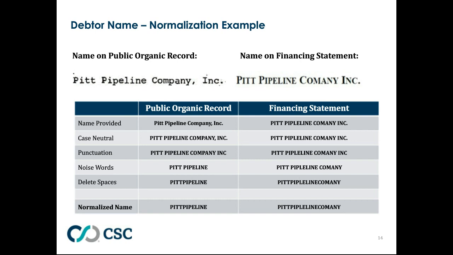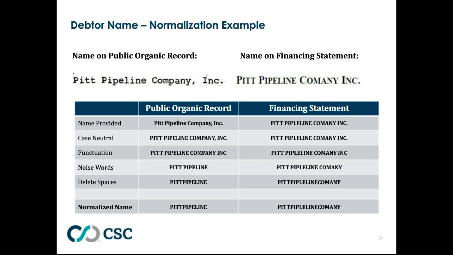And here's an example of how that works. This is an actual example out there. We have the name on the public organic record, which is the source of the debtor name for a registered organization: Pitt Pipeline Company, Inc. Somebody filed a financing statement on this debtor, and the name on the financing statement looks the same, but if you look very closely, you will see that they made a typo in "company." They left out the P in company. The result is it's not the correct name of the debtor. Because it's not the correct name of the debtor, the financing statement will only be sufficient if a search on the correct name of the debtor would find it. And the search is going to depend on whether it's normalized correctly using the jurisdiction's standard search logic.